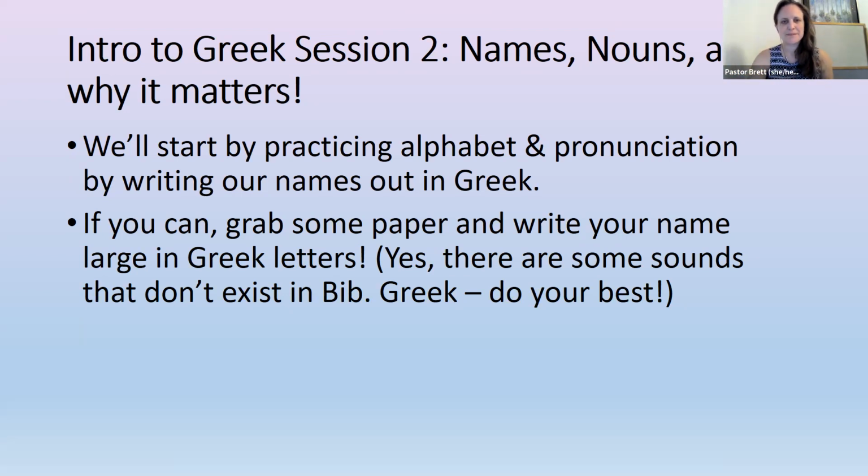And so I'm going to stop the share for just a moment and talk about writing out our names in Greek letters using the sounds. And there are some sounds that aren't captured in the Greek alphabet, right? And so if your name includes one of those sounds, you might have to get a little creative. And there are some ways that some of these can be captured and some of them just can't. And so I'll be interested to see what you think. But my first name is Brett, and so I'll go first.